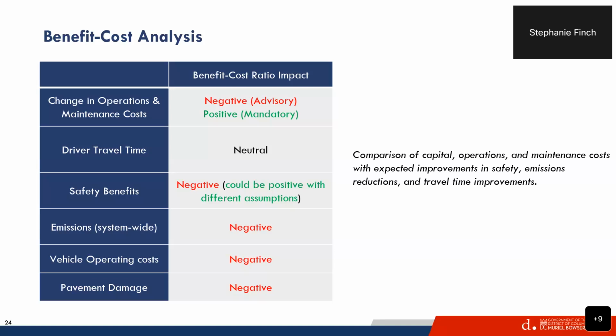Part of the analysis here was impacted by data availability and an unknown shift in vehicle miles traveled by trucks. Ultimately, it's very difficult to determine how that truck travel would shift with a positively signed system. Emissions, vehicle operating costs, and pavement damage we expect might all increase in the negative sense a bit, as trucks have to take slightly more circuitous routes to stay on the through routes and off of local streets.